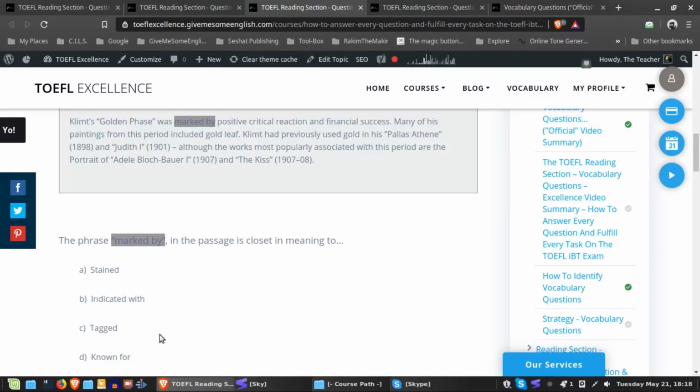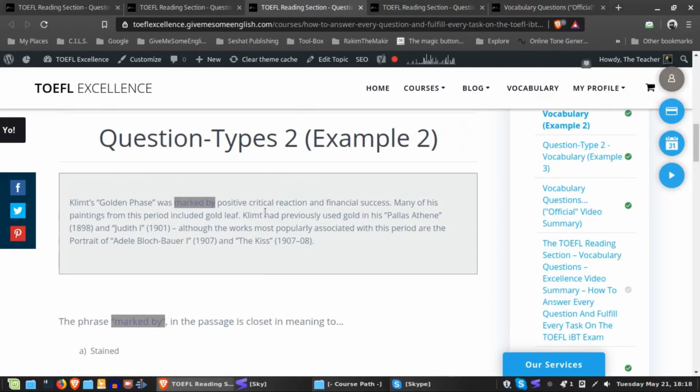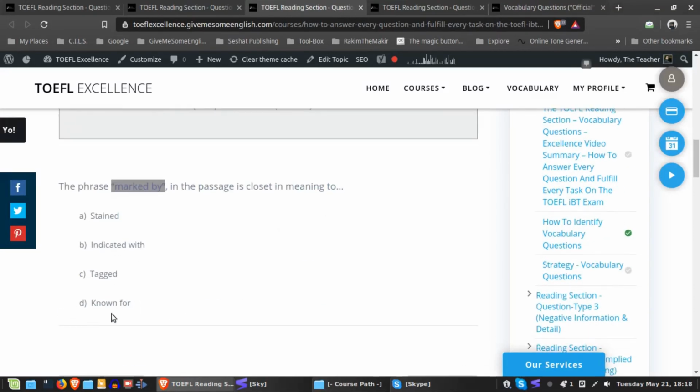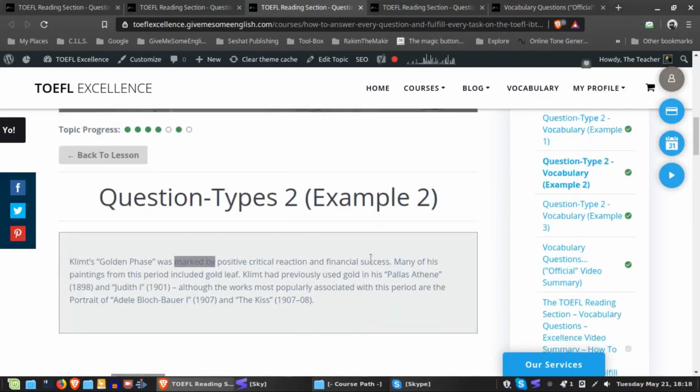Okay, so let's assume that if you weren't exactly sure and you have two choices that seem to fit, just choose the one that seems better. And this one, known for, seems better. And if you read through the entire reading passage, or the rest of this section, you would find out that that is indeed the answer. But you can save time, you don't need to read the rest of these.